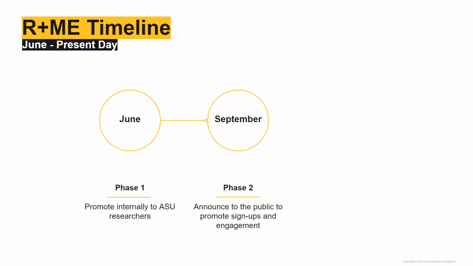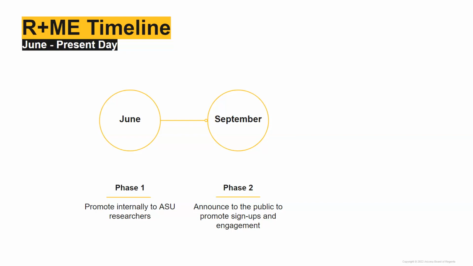Phase 1 involved me reaching out to as many ASU researchers as possible, saying, hey, here's this new tool. We don't want to tell the public about this platform until we have a lot of studies on the platform. Because if we say, hey, go check out research studies at ASU, and we have one study sitting there, it doesn't look too good. The optics aren't great on that. So from June to August, that was our main priority.